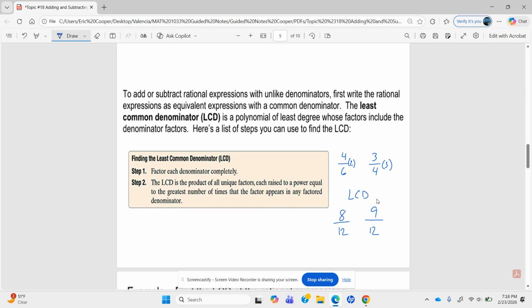We're going to do the exact same thing here again, except the only difference is we're working with polynomials. So if we work with polynomials, we'll use our factoring skills to help find the LCD.